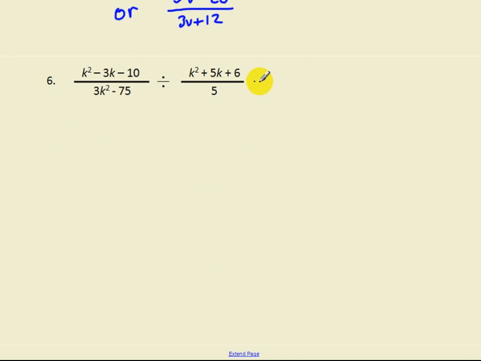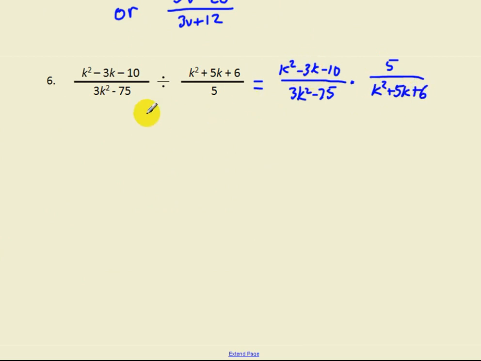Okay, number 6. Again, we have division, so I'm going to go ahead and write this out again. K squared minus 3k minus 10 over 3k squared minus 75. But now multiply by the reciprocal. So 5 over k squared plus 5k plus 6. And now we factor if possible. And sure enough, conveniently enough, we can factor. This is equal to k minus 5 times k plus 2.